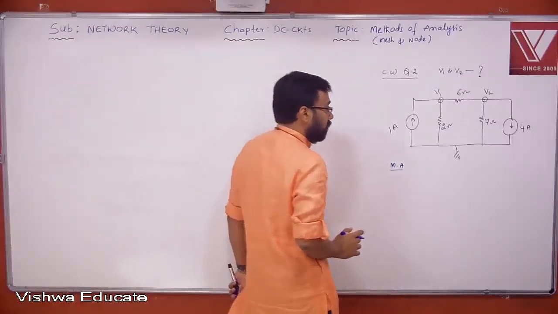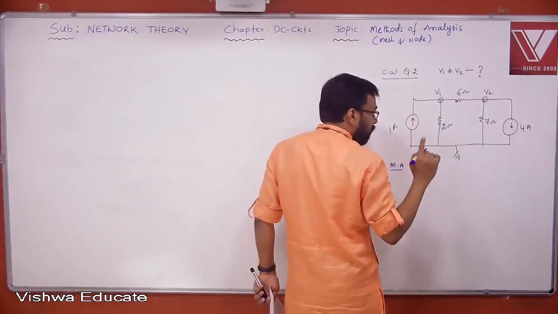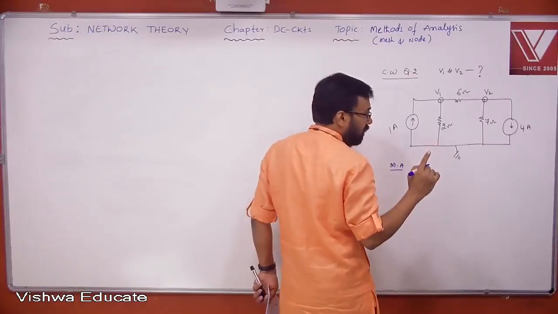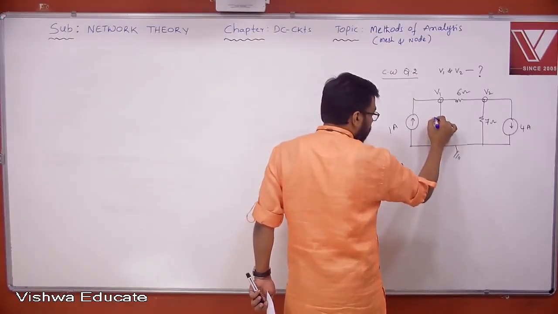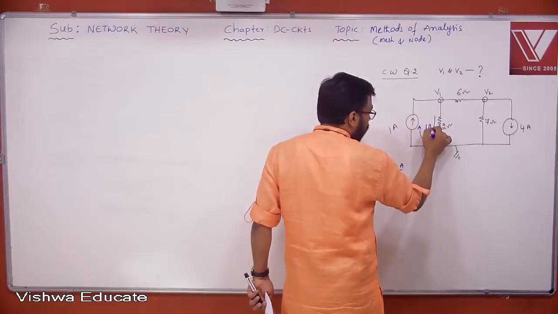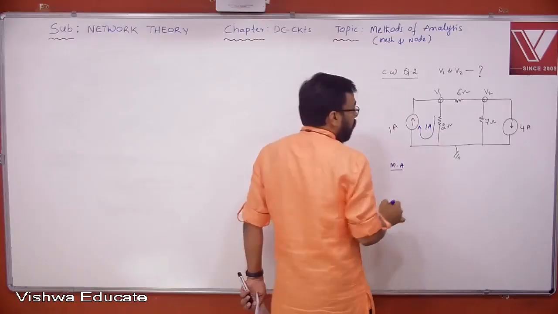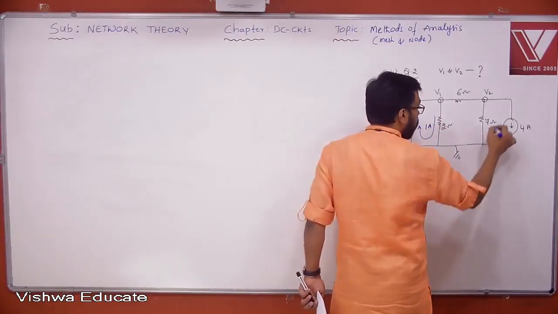Some important observations we'll see. Now, to get the minimum number of equations in mesh analysis, I gave one instruction. What is that? That each current source must experience one and only one loop current. There is no other loop current passing through it.